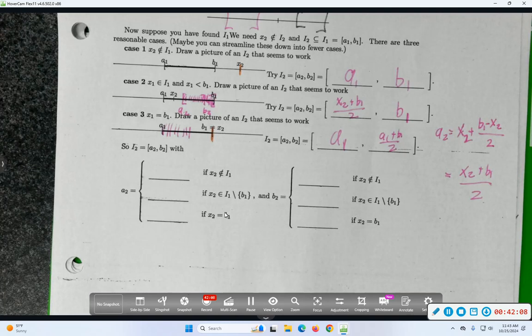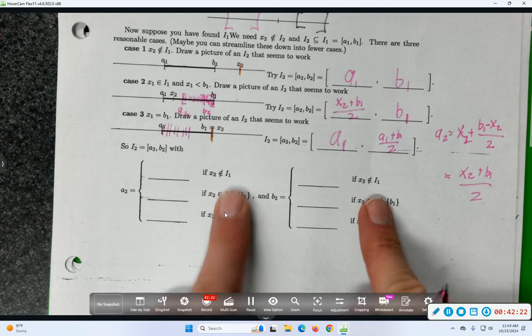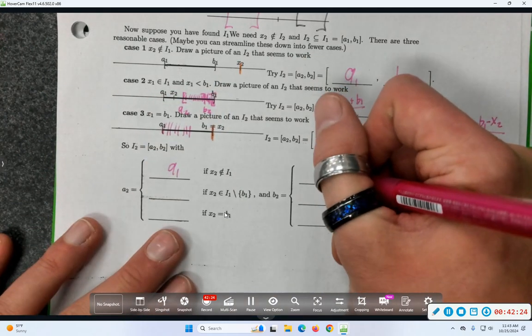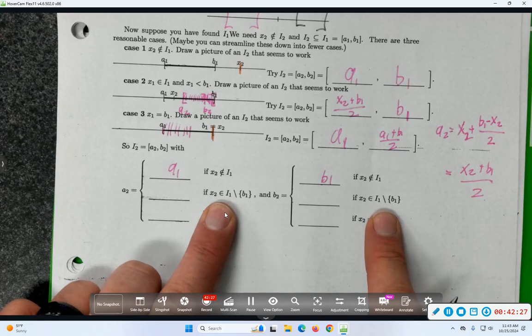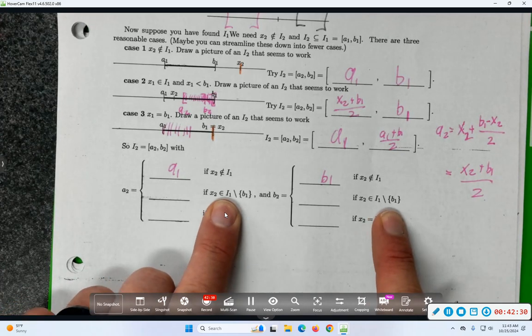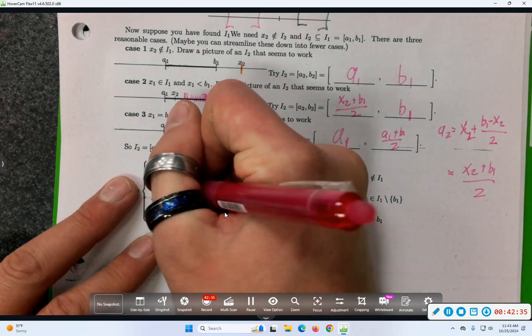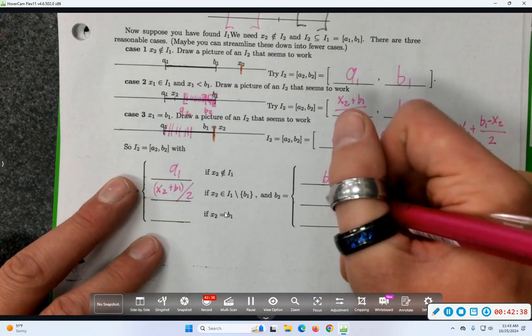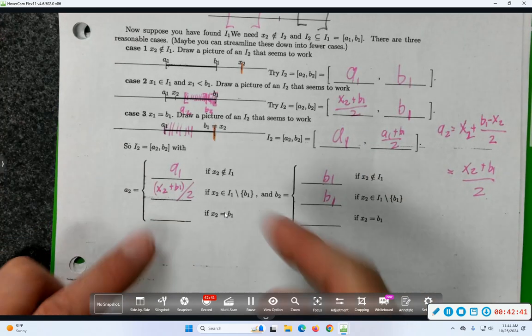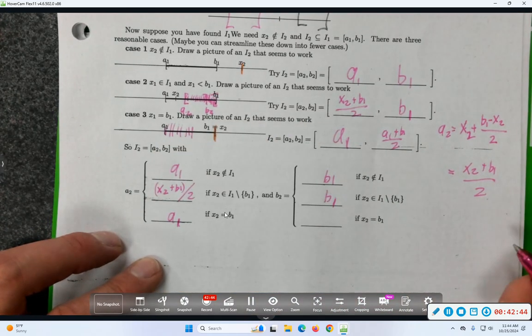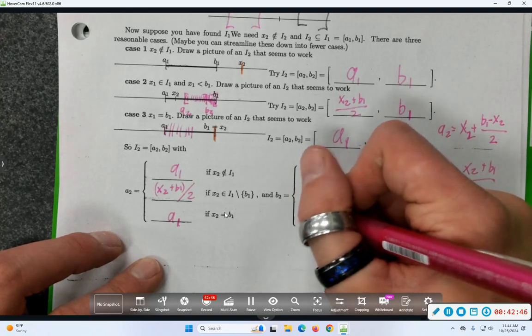Cool. That feel all right? So it looks like our definition for I2 is a case-wise thing. If x2 is not in I1, let's just use A2 equal to A1, B2 equal to B1. If x2 is in I1 but it's not equal to B1, then A2 was the average, and B2 was B1. If x2 is equal to B1, then A2 is literally equal to A1, and B2 is equal to the average.